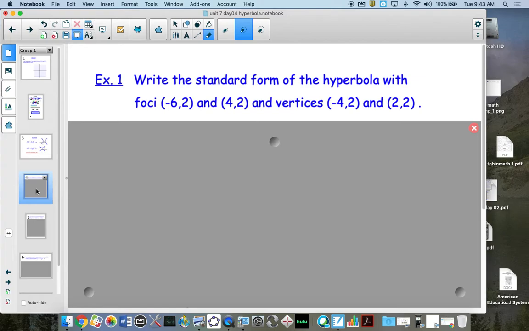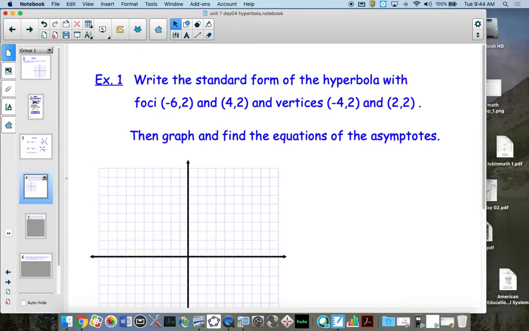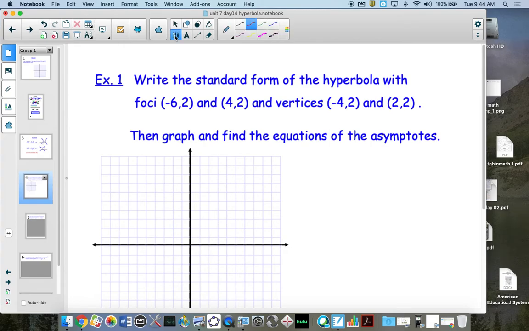Write the standard form of the hyperbola with foci at (-6, 2) and (4, 2), and vertices at (-4, 2) and (2, 2). And then we want to graph it and find the equations of the asymptotes. So I'll explain how those are going to be useful as we work through this.